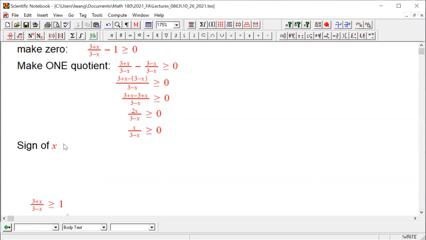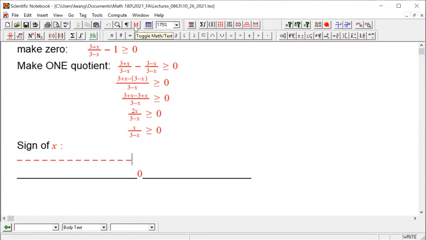Okay, so what's the sign of x? Well, the sign of x changes at 0. That's easy. This is the easiest. So the sign of x when x is smaller than 0 is negative. When x is 0, it is 0. When x is positive, it's positive.